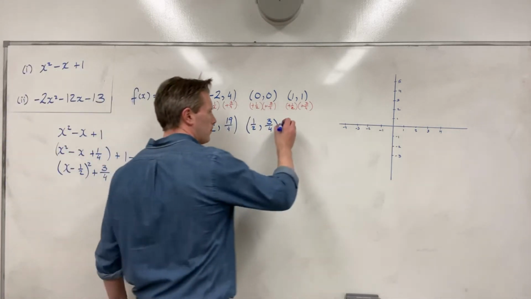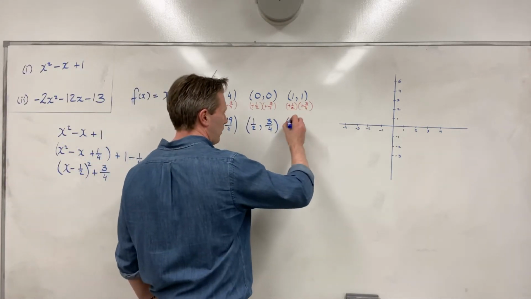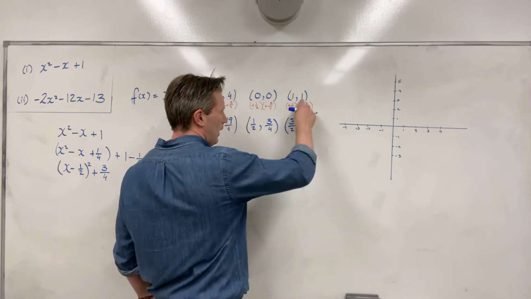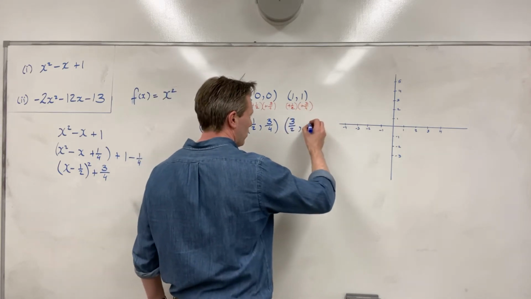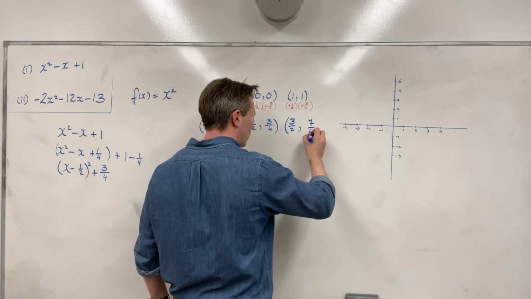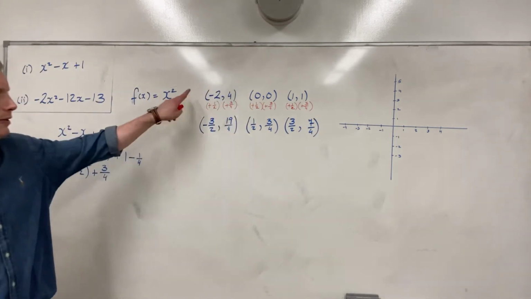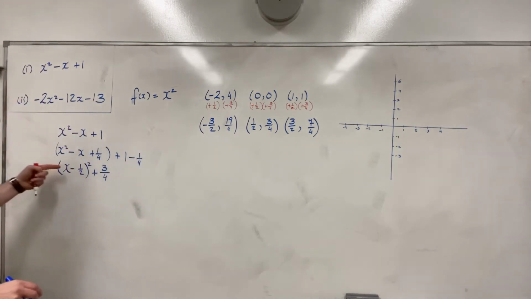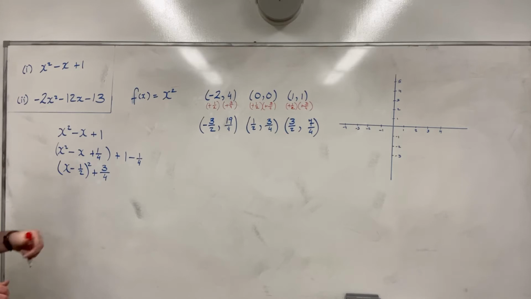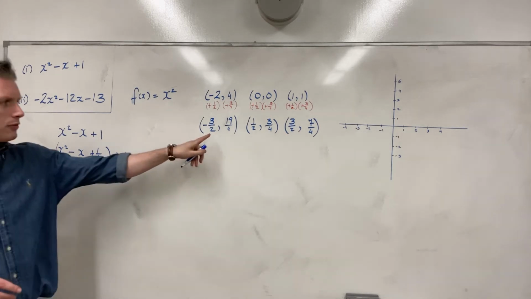And here, 1, 1, I add 1/2. That will give me 3 over 2. And I add 3/4 to 1, and I will have 1 and 3/4, or 7 over 4. And so these 3 points are now on this function here, or this function here if you like. And so I'm just going to plot these 3 points.